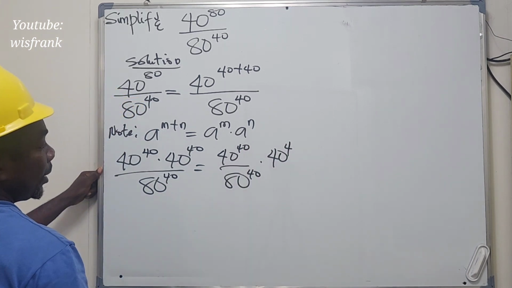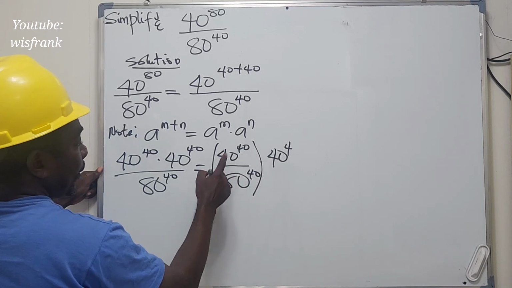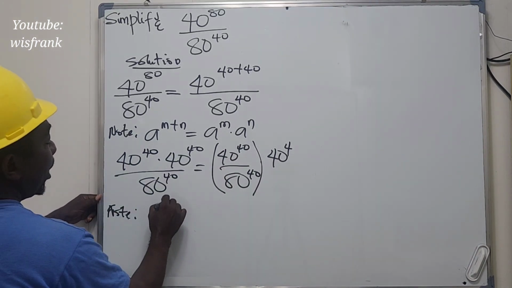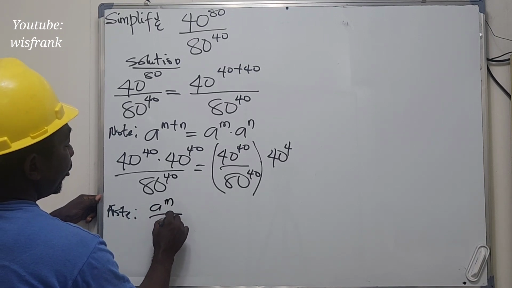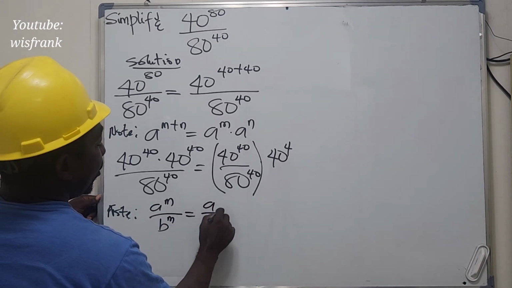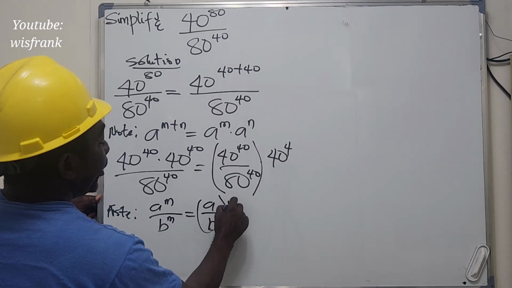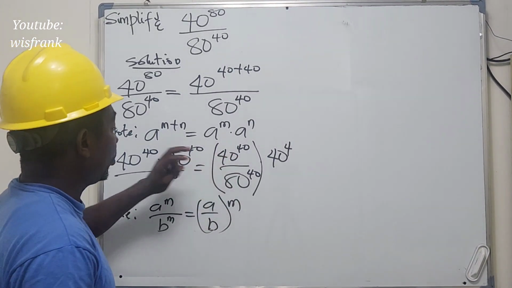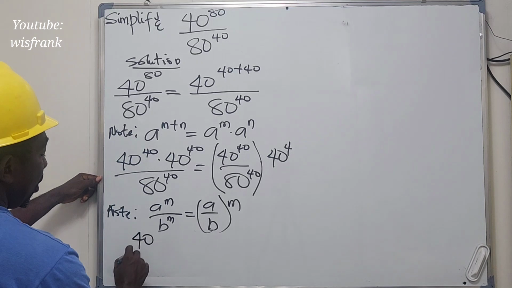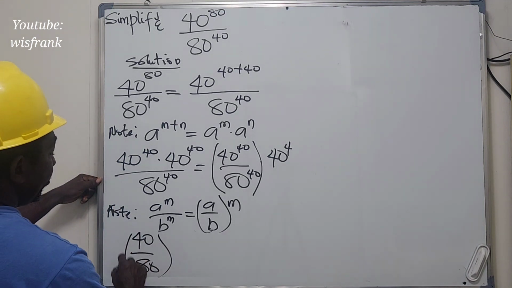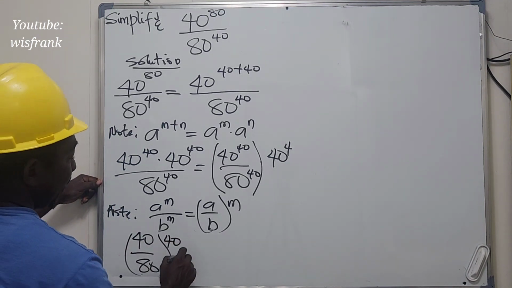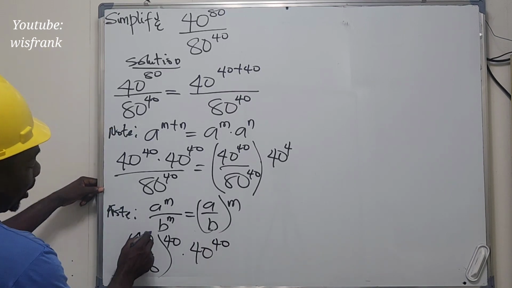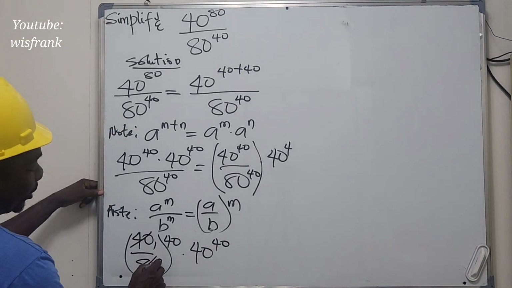So we can rewrite this by grouping this. So we recall when we have a to the power of m all over b to the power of m is same thing as a all over b all to the power of m. So here we are going to represent this in this format. So this will become 40 all over 80 all to the power of 40 times 40 to the power of 40. So here 40 will cancel here 1 and 40 will cancel here 2.